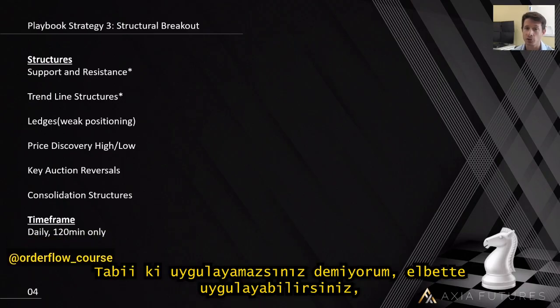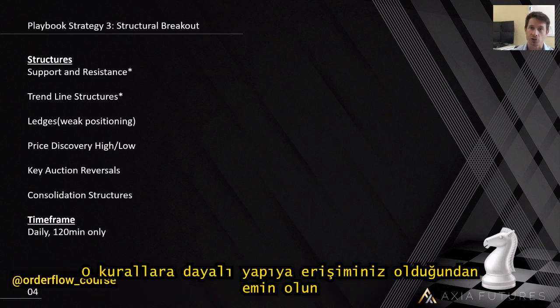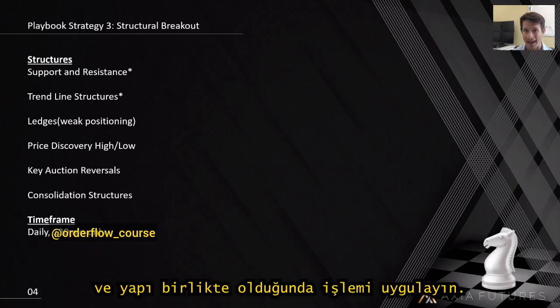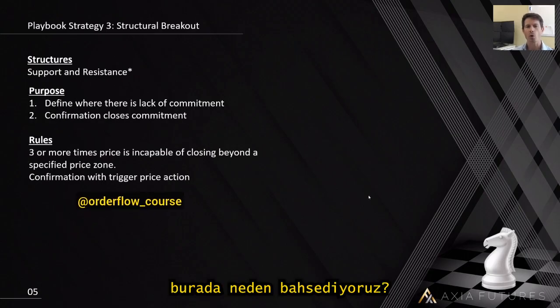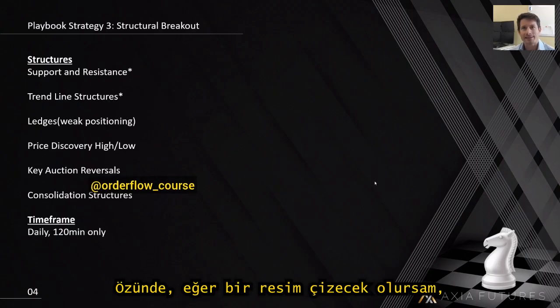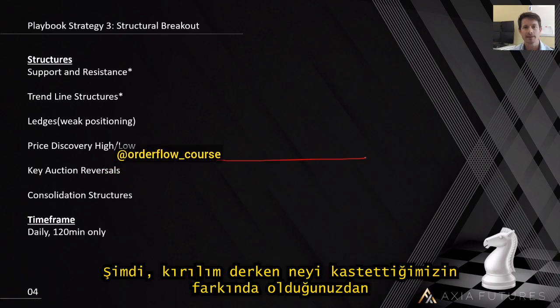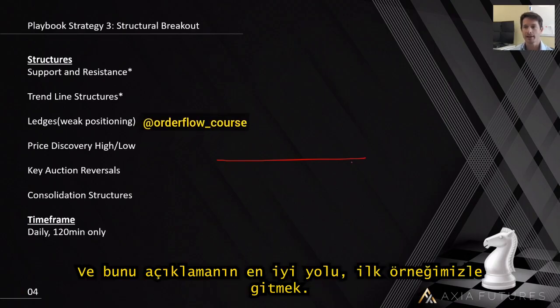Now, it's not to say that you cannot apply it. Of course you can, but you must follow the same methodology. Develop the rules. Make sure you get access to that rules-based structure and execute only when you have access and a structure together. Okay, so what are we talking about here? Now, in essence, if I'm going to draw a picture, you all know what a breakout is. Now, it's important to make sure that you're aware of what we mean when we say a breakout. And the best way to explain it is, we're going to go with our first example.